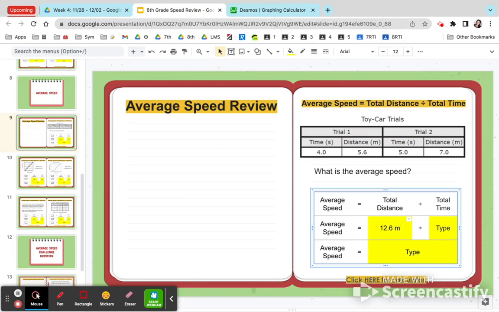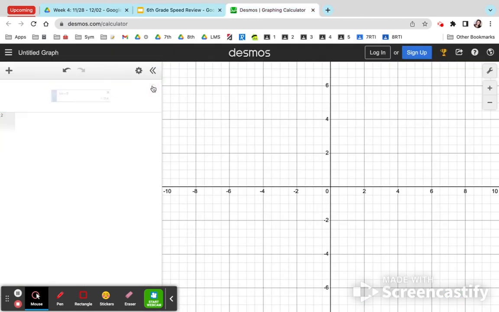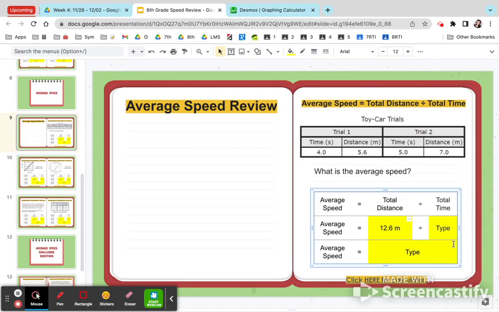Okay. Then I'm taking my total time. So in this first one, it was 4, and the second one, it was 5. So I'm going to take 4 plus 5, get 9. So 9 seconds.